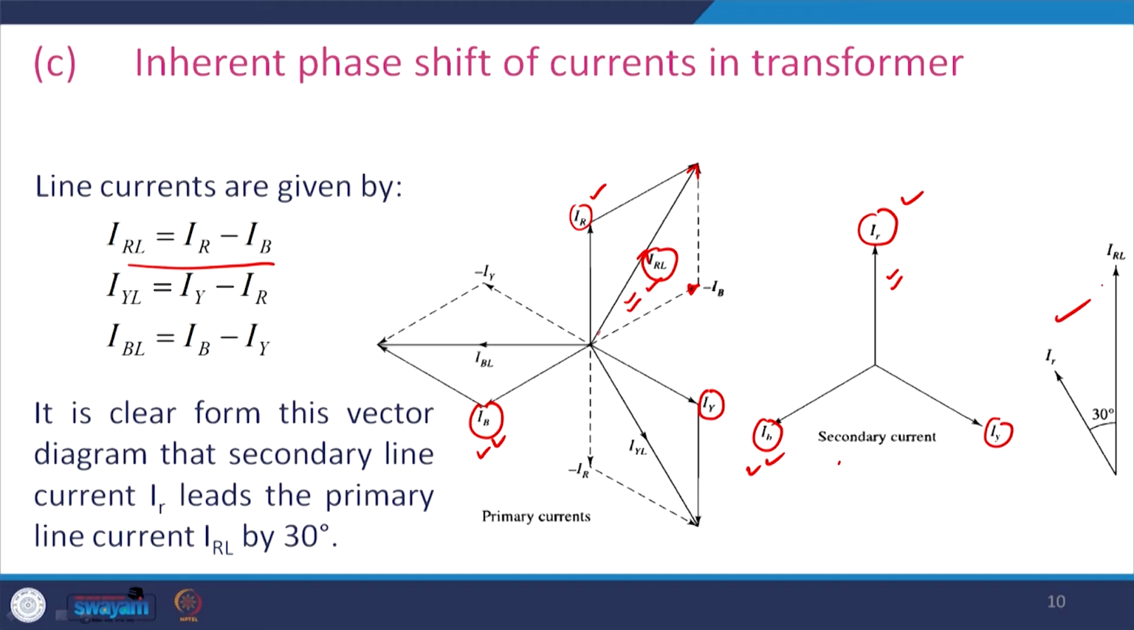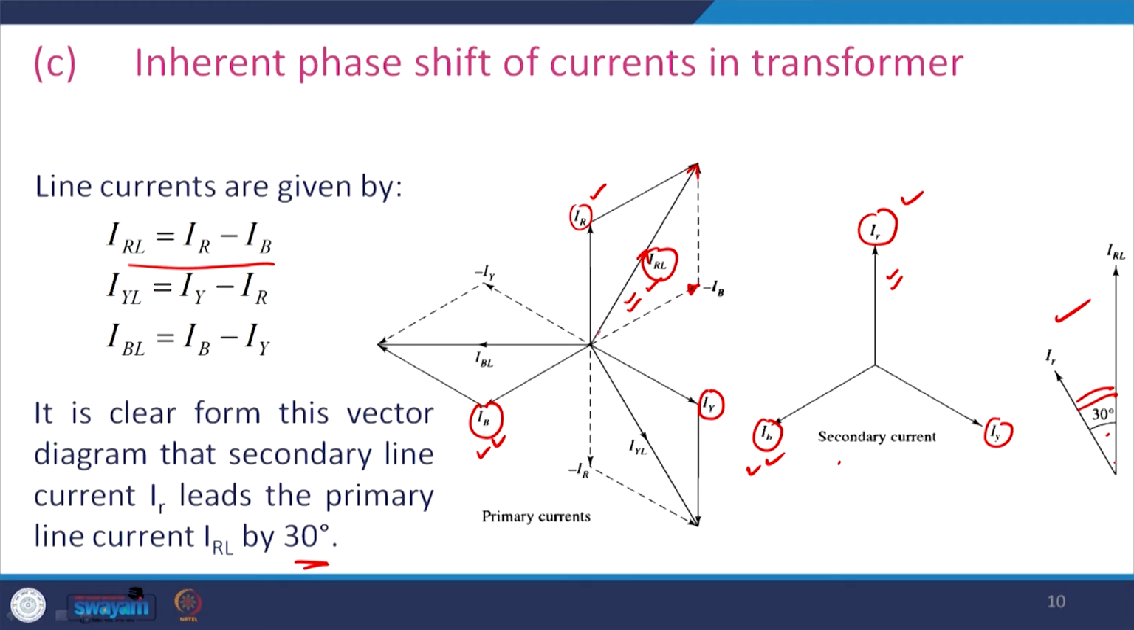If I consider this diagram, taking the primary current IRL as the reference value, then the secondary current IR always leads the primary current IRL by 30 degrees. This is the 30 degree shift, and sometimes it is also known as 1 o'clock. So this type of connection is known as the 1 o'clock connection, which is why the name given is dy1.